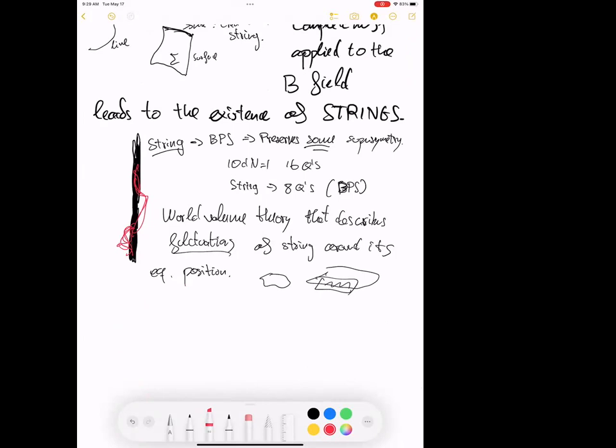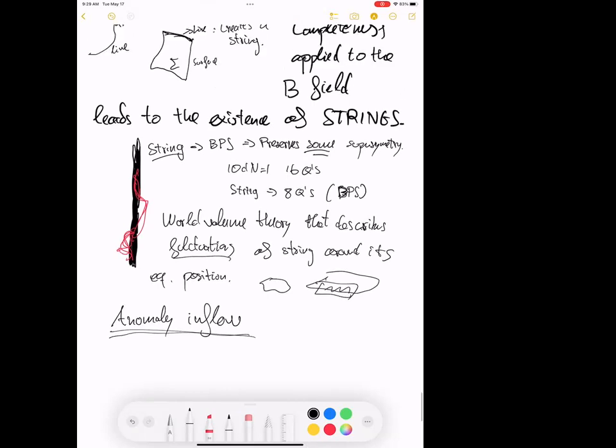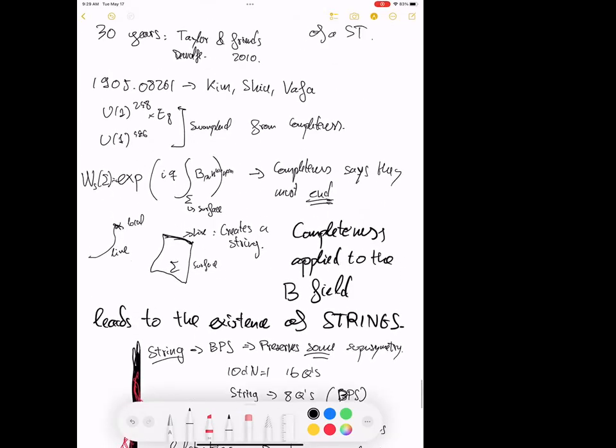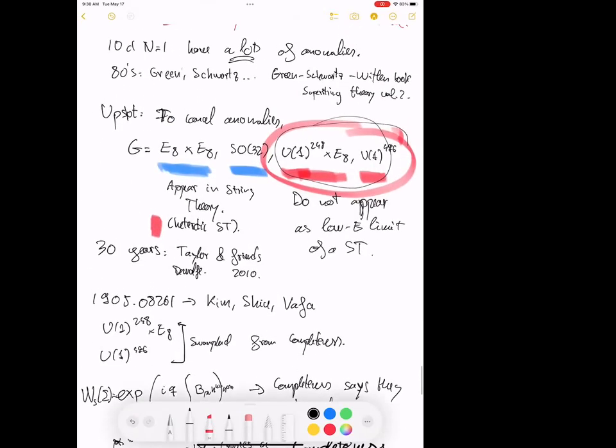And so I'm going to assume this string, that there's BPS, and I told you anomalies were very powerful. I'm also going to assume something called anomaly inflow. Now, this is a very powerful technique. It's very technical, has to do with anomalies, so I'm not going to give the details of this. If people are interested, I can provide references. The paper I cite here, I'm basically reviewing the results of this paper, so this paper contains a very good introduction to anomaly inflow.